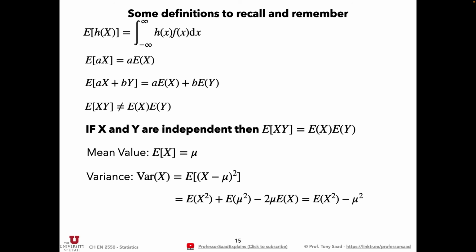But E of mu squared is a constant. E of mu squared is mu squared. Mu is mu, E of x is mu, so you get minus 2 mu squared plus mu squared, so you get E of x squared minus mu squared, just a little identity. Okay, so the variance of x is either this or E of x squared minus mu squared. Okay?